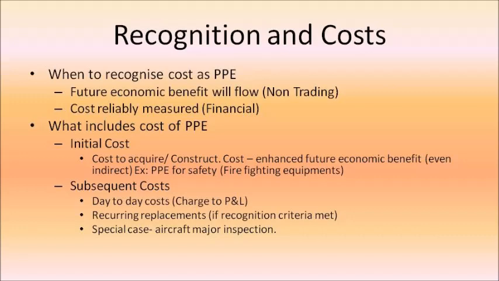So in such cases as well, there is an indirect flow of economic benefit, in which case they need to capitalize the inspection costs. Because these are recurring inspection costs, they need to capitalize them and ensure that the earlier capitalized inspection costs are de-recognized from the books once the new inspection cost gets capitalized. I hope I was clear in explaining this. If you have any doubts, you can leave them in the comment section.